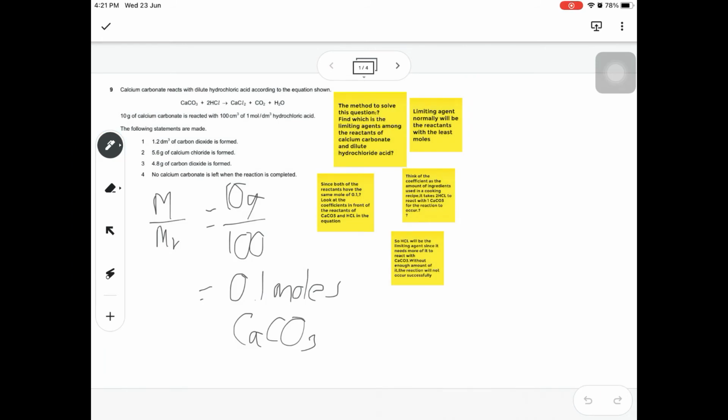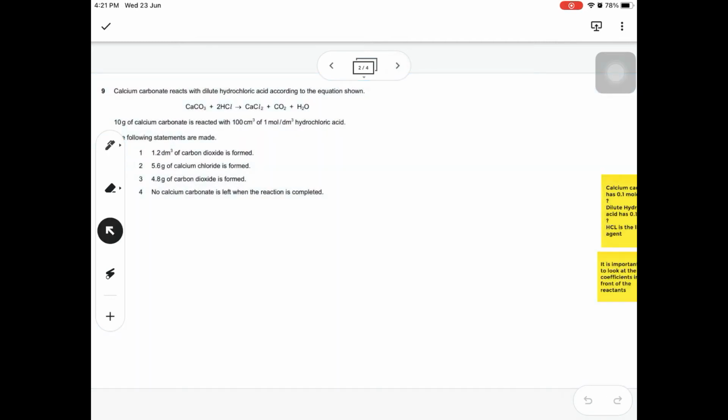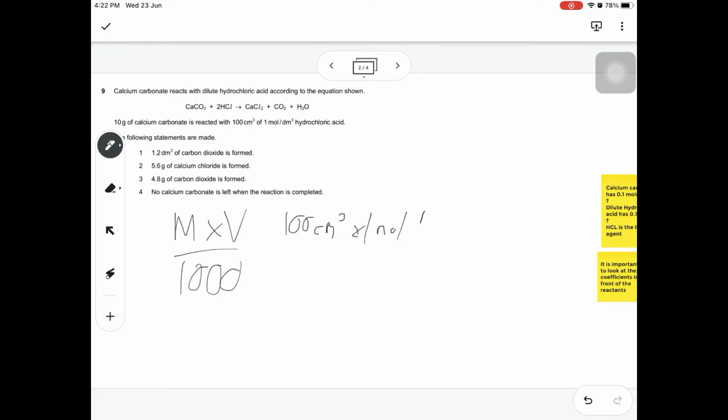So it will be 1 times 100 divided by 1000 equals 0.1 moles of the dilute hydrochloric acid. However, as you have known from this statement, the limiting agent normally will be the reactant with the least moles, but in this case, both of them have the same 0.1 moles.